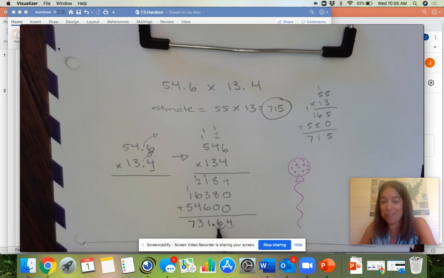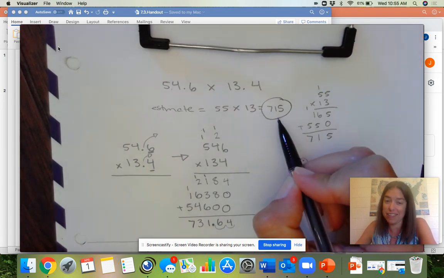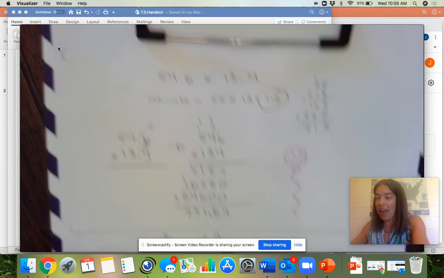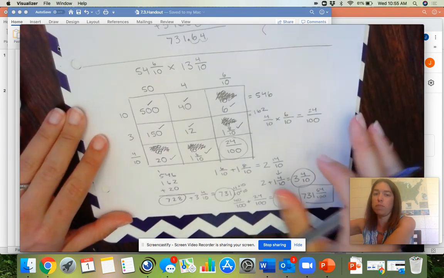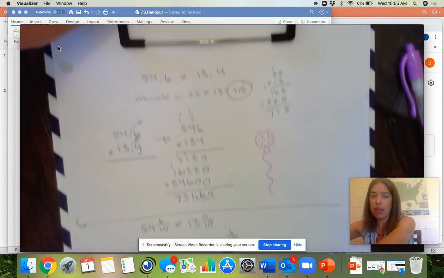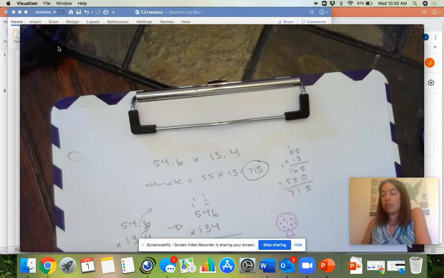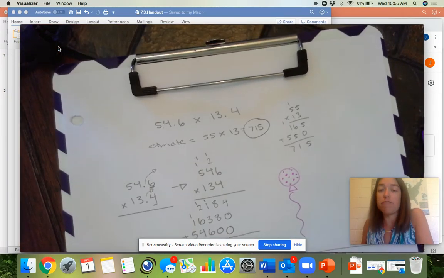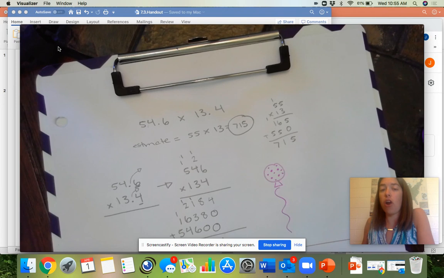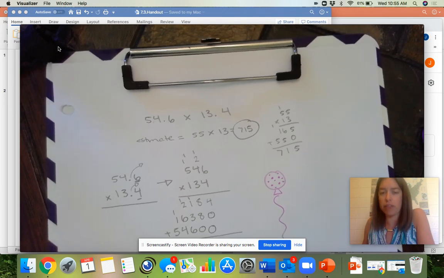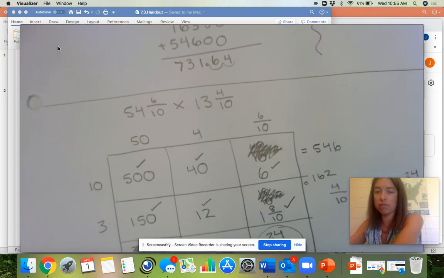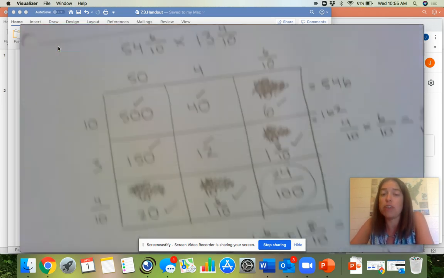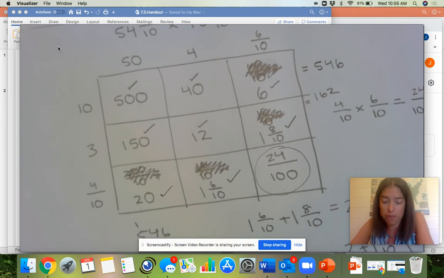731 and 64 hundredths. It matches, and it is really close to my estimate. Nice work. I want you to think for a second, which of these strategies works better for you? The standard algorithm was a little bit more efficient, but if you have a hard time really thinking about where to put that decimal and you would like to continue turning your numbers into fractions, like we did, you can continue using that strategy as well.